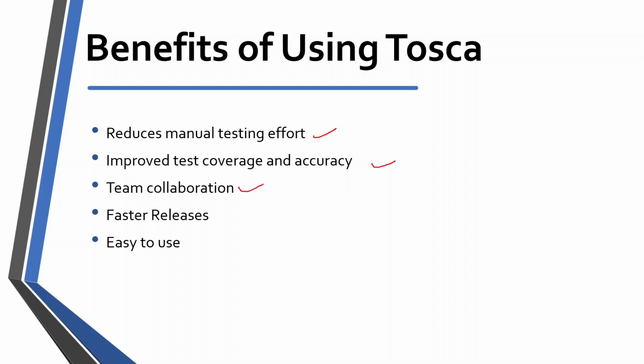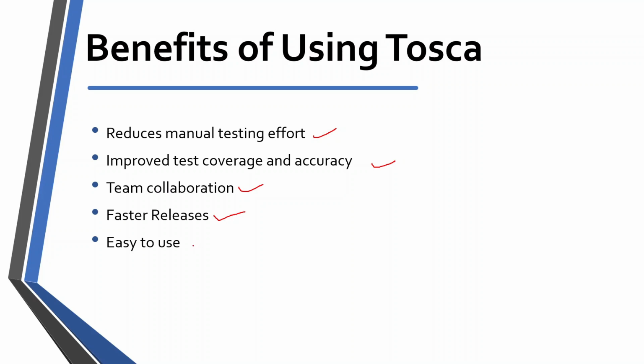Then team collaboration. It helps developers, testers and business teams work better together. If all the team collaborates, then they can discuss each and every issue frequently and all the team members can share their feedback. With collaboration, we can give a better deliverable. Another benefit is faster releases. It speeds up software delivery by testing quickly and continuously.